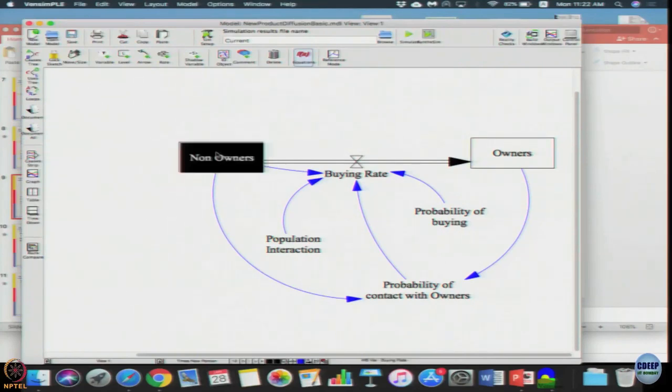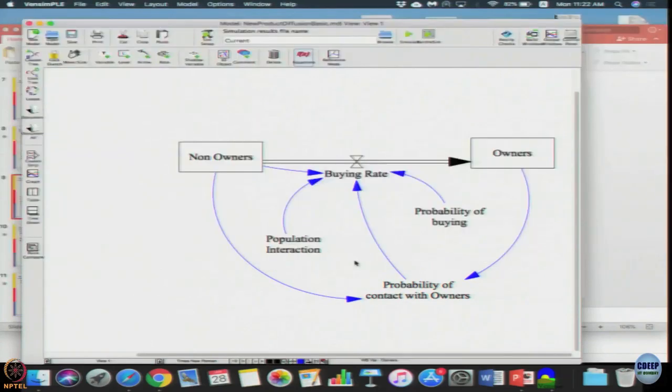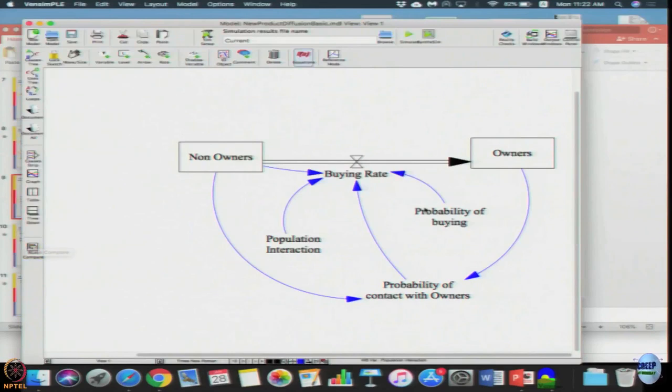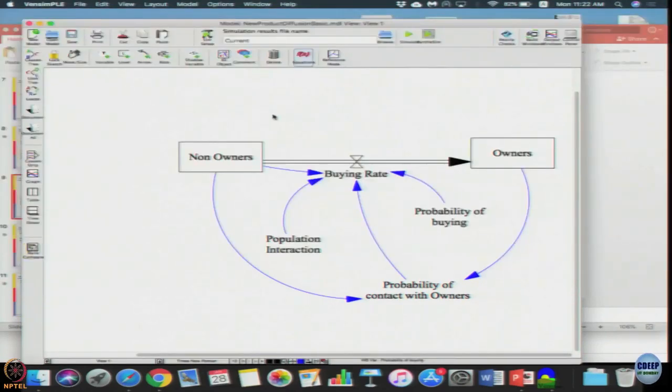You can check the initial values. Non-owners is 95, owners is 5. If not, change it. Non-owners 95, owners 5. Population interaction is 10. Probability of buying is 0.15.